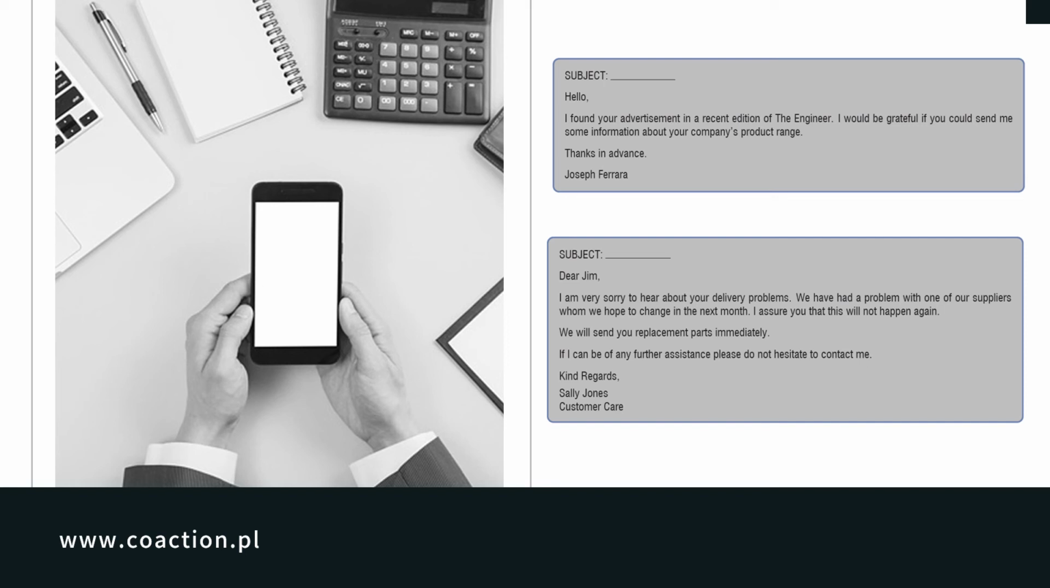In this case, you can guess just from the very beginning of the email which one is formal and which one is informal. The first one starts with "hello," whereas the second one starts with "Dear Jim." Although in the second one we address the person with their first name, it's still a formal email because we start with "dear," and take a look at how we end it. "Kind regards, Sally Jones, customer care." Also, the sentences are longer and we have a more complex structure here.